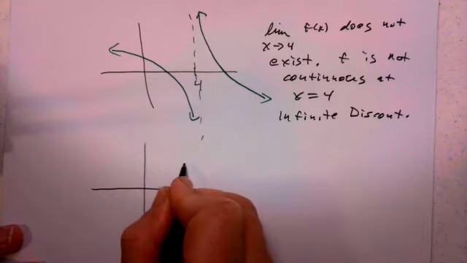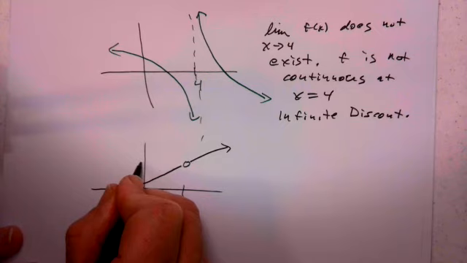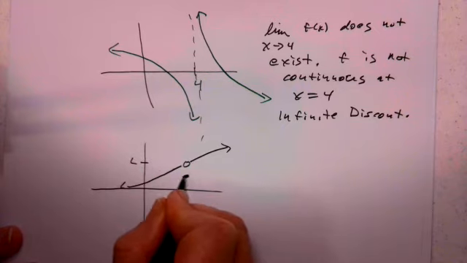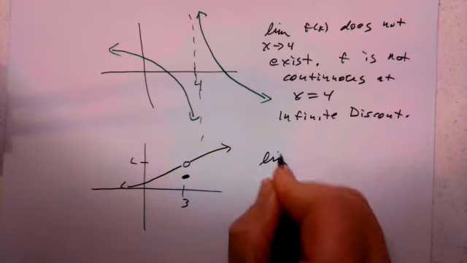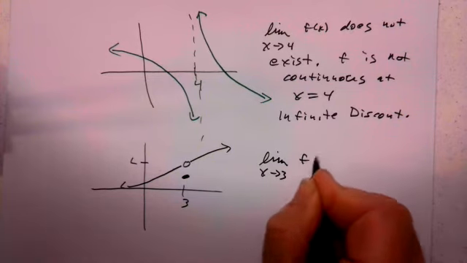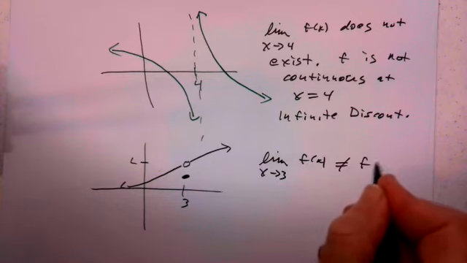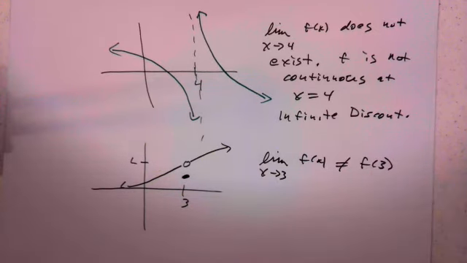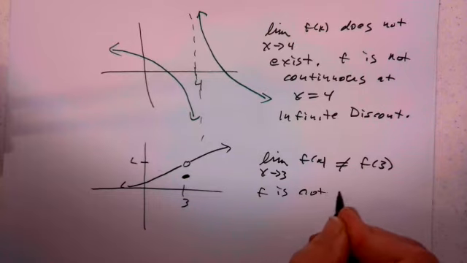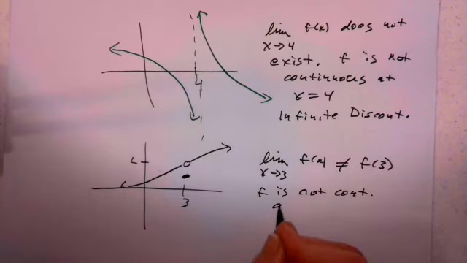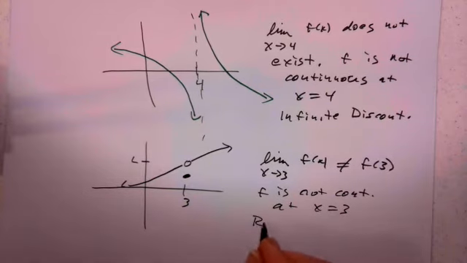We're approaching 3. So there's the limit that it's approaching, but the value of the function is here. So again, what we can say here is the limit as x approaches 3 of f of x is L, but f of 3 is down here, is not the same as L, right? So this is not continuous at 3. And this is another example of a removable discontinuity.